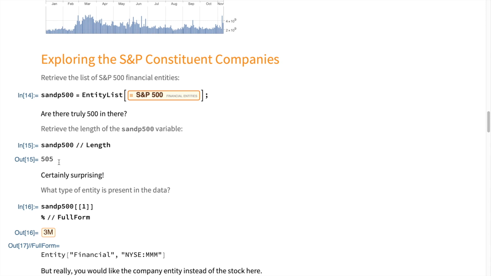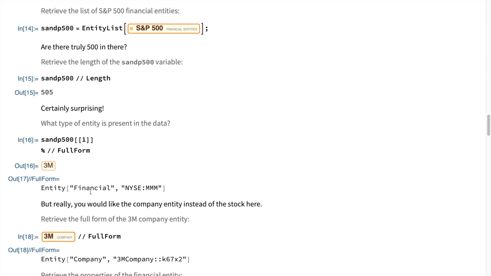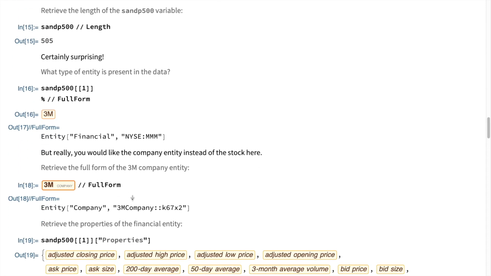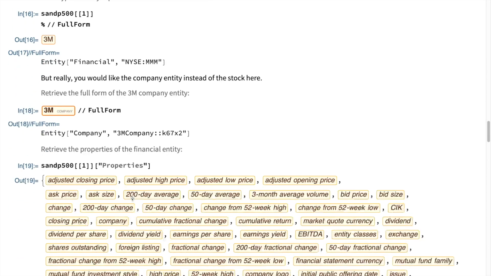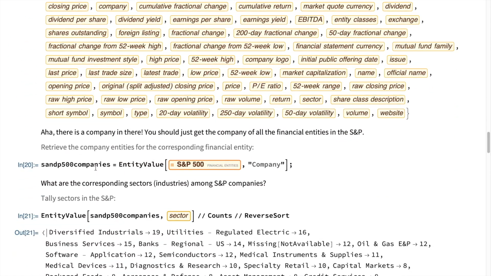So what type of entity is in our data? Taking the first element in there and getting its full form gives us that it is a financial entity. We instead want the company entity. Perhaps there is a property for that in the properties for our financial entities. Exploring the properties of financial entities, we find that the company property is right here. So what we'll do is set up a new variable, S&P 500 companies, and get the entity value company for all financial entities in the S&P.